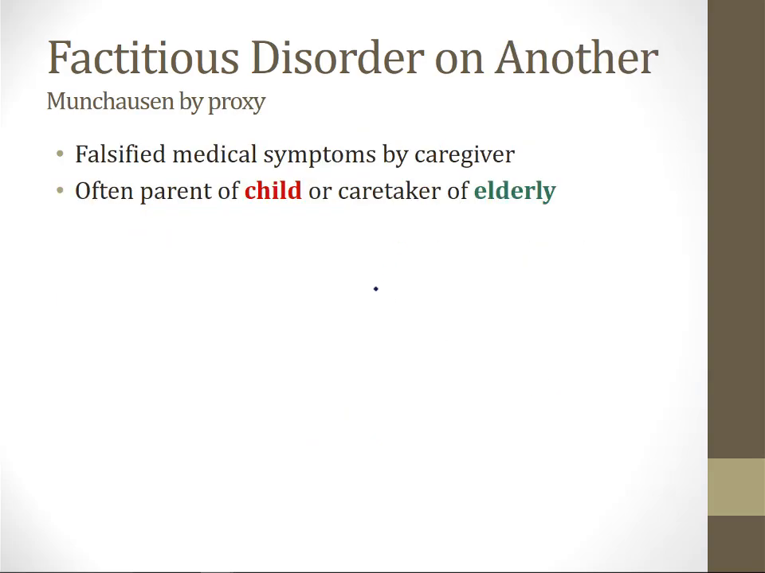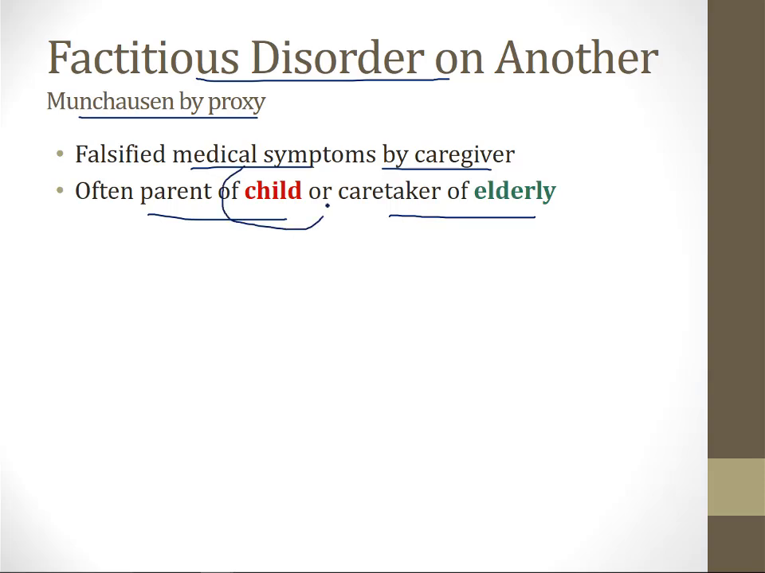Closely related to Munchausen syndrome is Munchausen by proxy. This is also called factitious disorder on another. This is where falsified medical symptoms are made up by a caregiver. It's often by the parent of a child or the caretaker of an elderly person. The caretaker makes up symptoms, for example, says that the child is sick, or even makes the child sick, or someone who says that their elderly parent is sick, but it's made up. This is a person who is suffering from Munchausen by proxy.